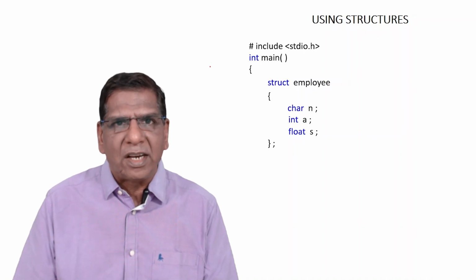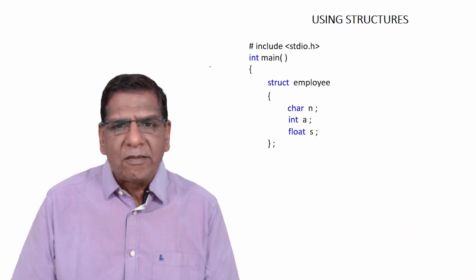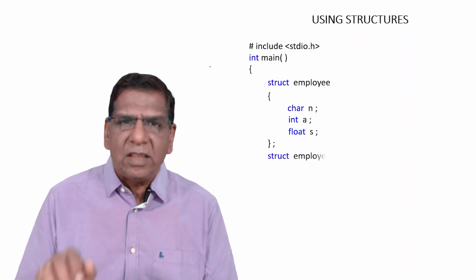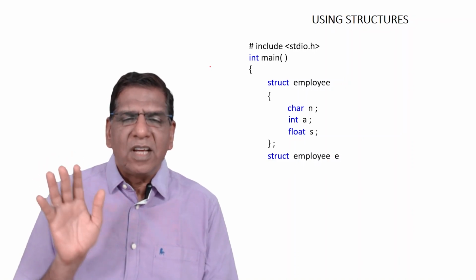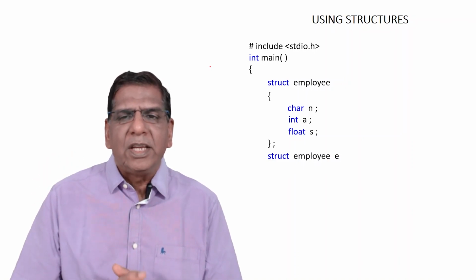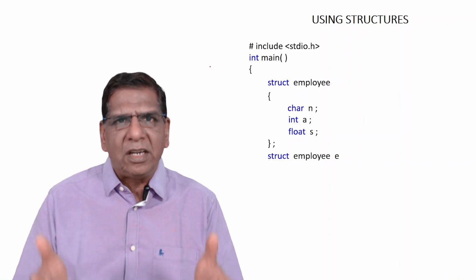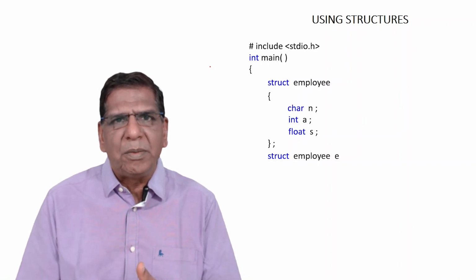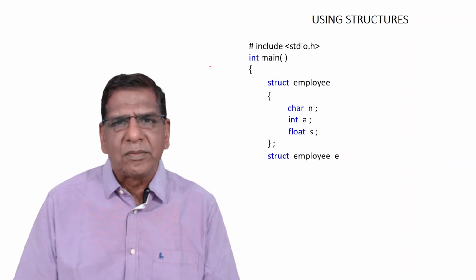As of now, it is merely a declaration. When I say struct employee E, now space is reserved. How much space will be reserved? If E contains a char name, int age and float salary, then obviously it will be 1 byte for char, 4 bytes for integer, 4 bytes for float, totally 9 bytes.